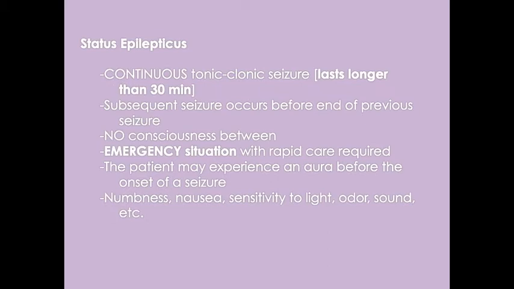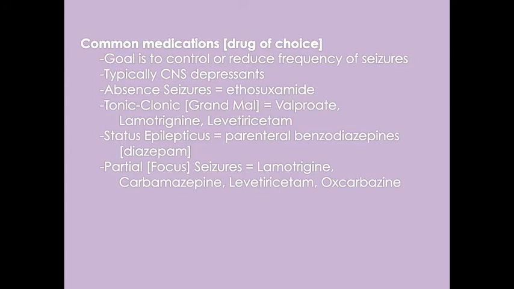In status epilepticus, continuous tonic-clonic seizures occur and last longer than 30 minutes. Subsequent seizures occur before the end of the previous seizure, and there is no consciousness in between. This is considered an emergency situation and rapid care is required. The patient may experience an aura before the onset of the seizure, and numbness, nausea, sensitivity to light and odor may occur.